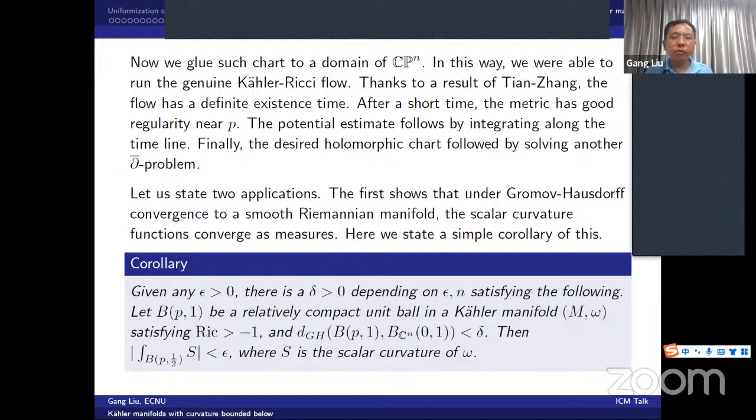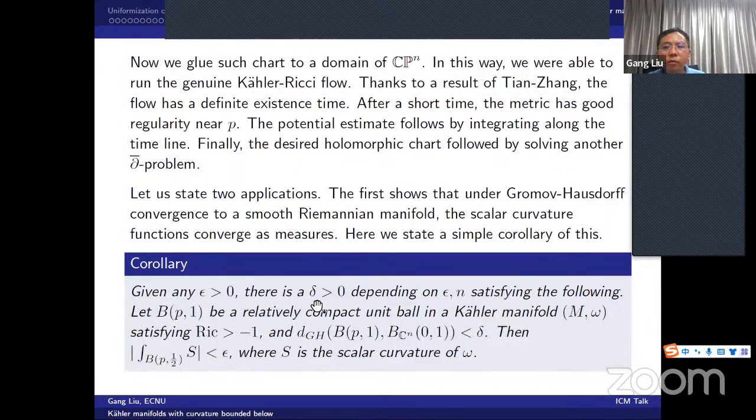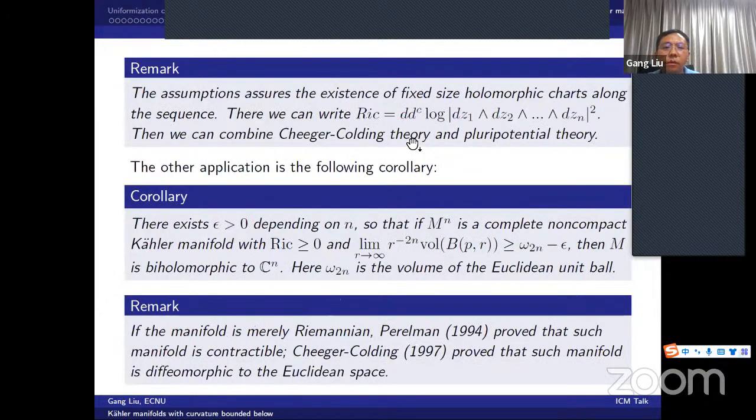Notice that there is no way to control the scalar curvature pointwise, because the closeness is only in the Gromov-Hausdorff sense. The key point is that with such assumption, we were able to find a fixed size holomorphic chart. And there you can write the Ricci in this form. Then you can apply the Kähler coding and also the Gromov potential theory.